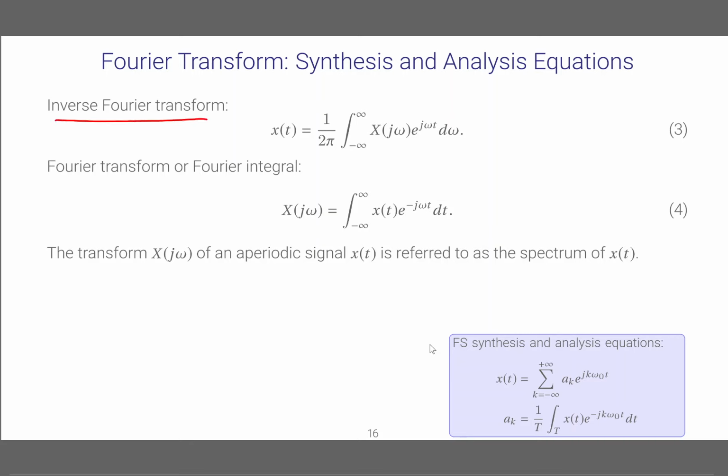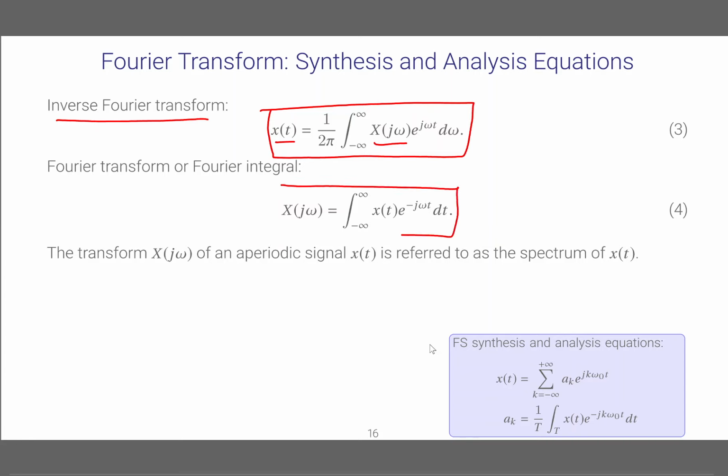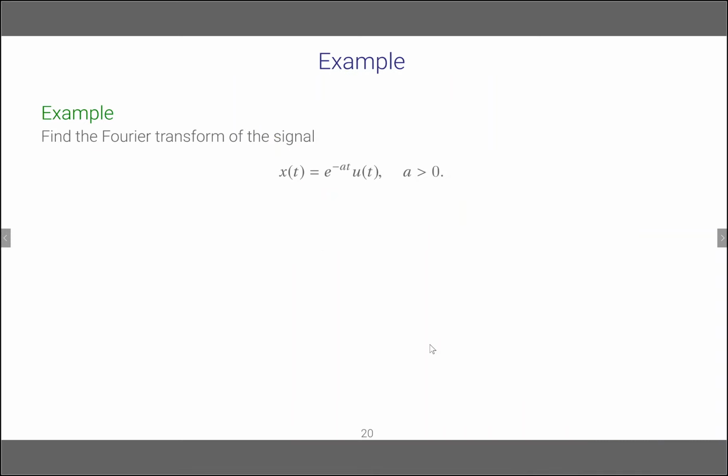The inverse Fourier transform is like this, where we use the spectrum X(jω) to reconstruct x(t), and the Fourier transform itself is X(jω) equals the integral from minus infinity to infinity of x(t) e to the power of minus jωt dt. So when we are given a time domain signal x(t), to obtain the Fourier transform, we use this expression. Okay, let's take this as our first example.